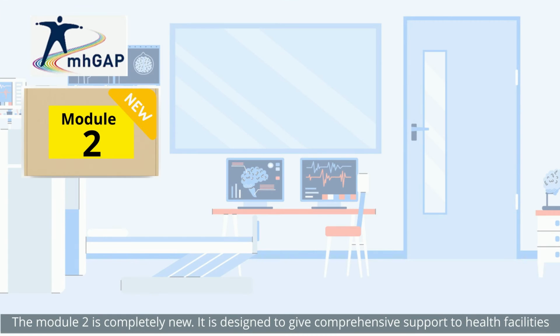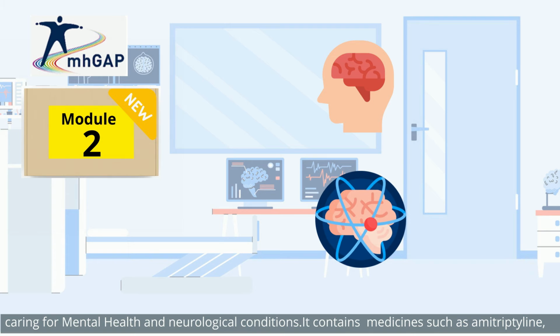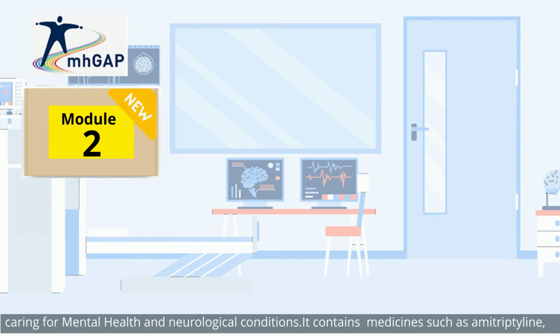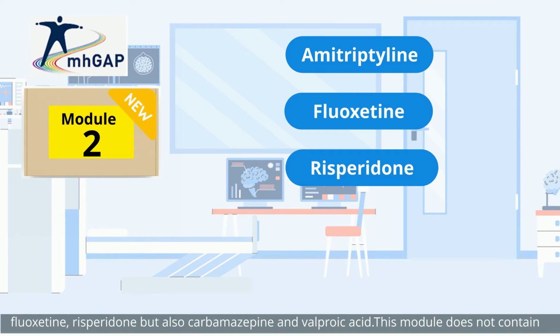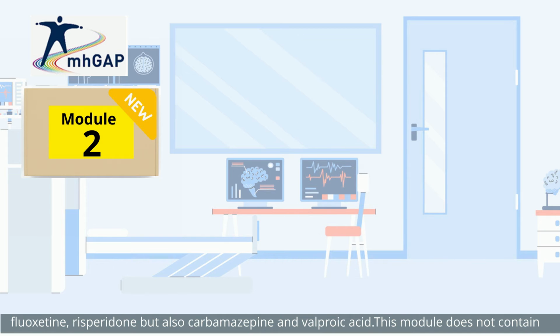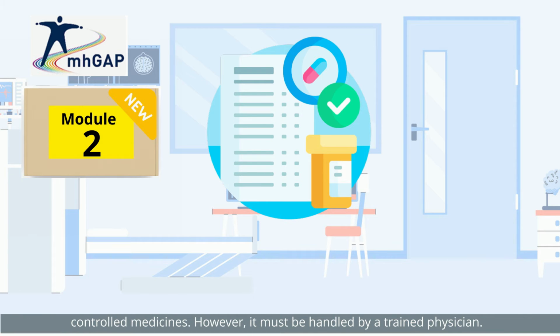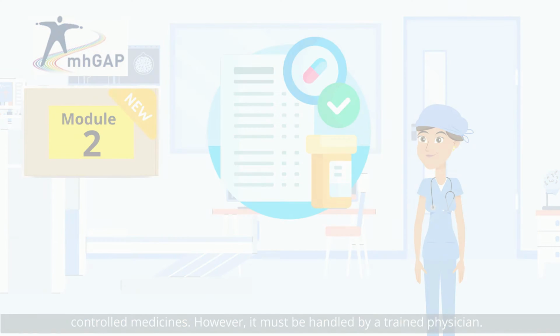Module 2 is completely new. It is designed to give comprehensive support to health facilities caring for mental health and neurological conditions. It contains medicines such as amitriptyline, fluoxetine, risperidone, but also carbamazepine and valproic acid. This module does not contain controlled medicines. However, it must be handled by a trained physician.